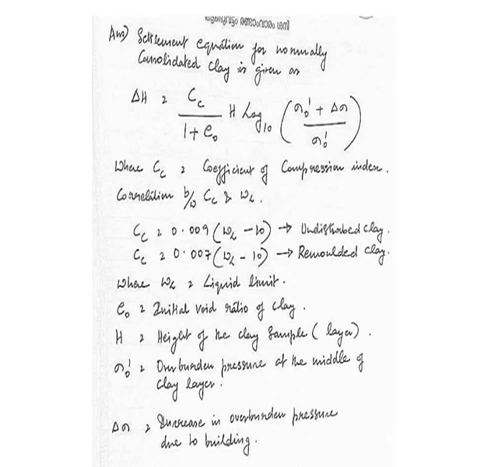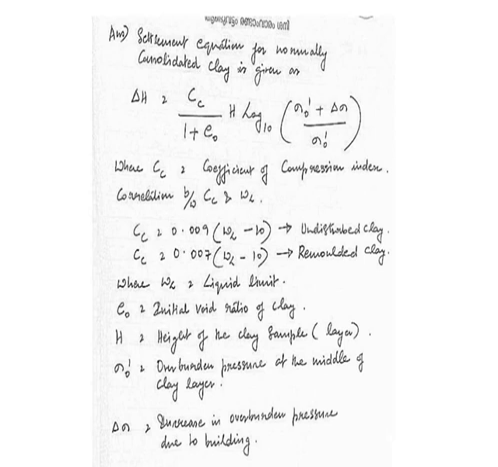First of all, what is the settlement equation for normally consolidated clay? There are 2 types of equations: one for normally consolidated clay and one for over consolidated clay. So for various cases you have different settlement equations. This is for normally consolidated clay. The settlement is given as delta H = Cc/(1 + e0) × H × log10((σ0' + Δσ)/σ0').